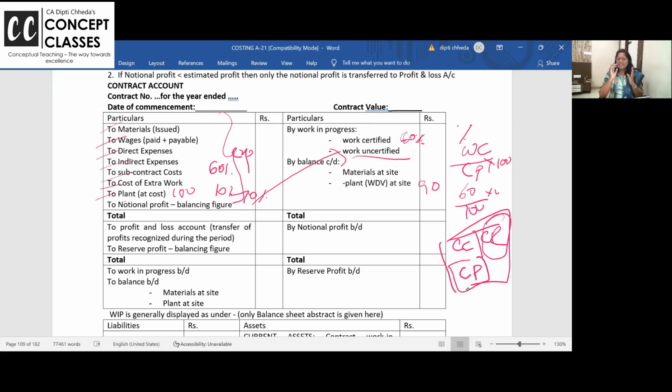How many of you are understanding the way I am explaining? It's not that this is the format, memorize it, and I'll do 2-4 problems in 1 hour and tell you, do it in the exam. No, please. Understand why you are writing work in progress. Work in progress is work certified and uncertified. When I'm saying material issued is 50 bags, I need to write that 5 bags are still at site so that how much material is consumed? 45. So there is a reason why you are using this format, and it is different from your regular cost sheet.